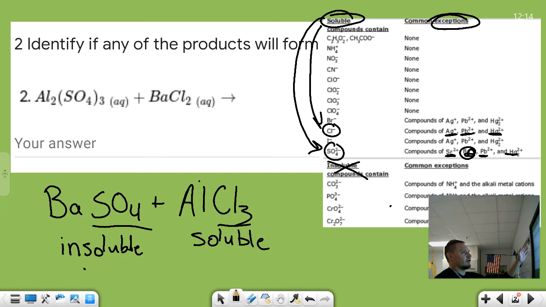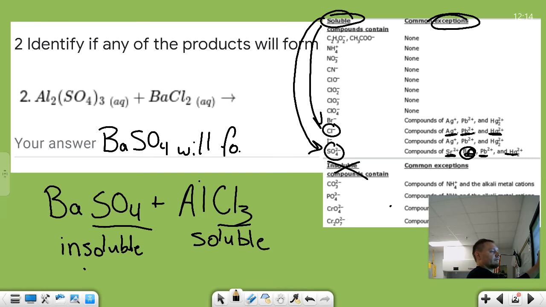Here, identify if any products will form a precipitate. The rest of the problem's cut off there. It's covered up on my chart. But BaSO4 will form a precipitate.